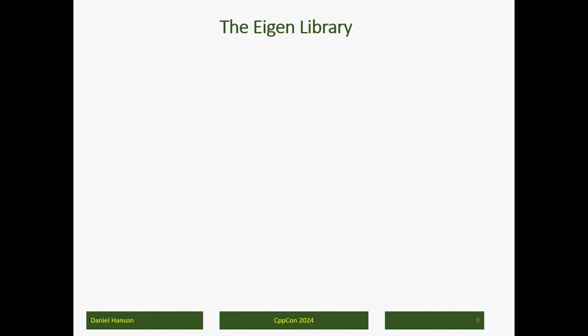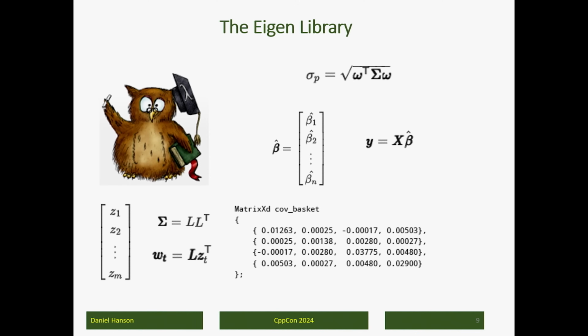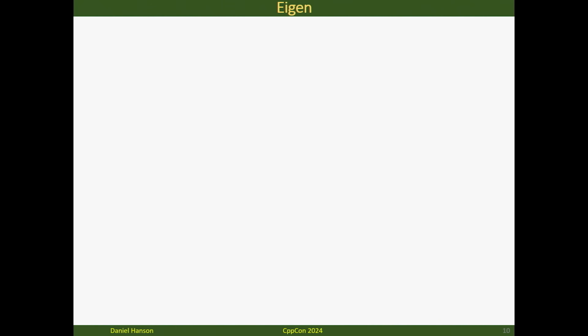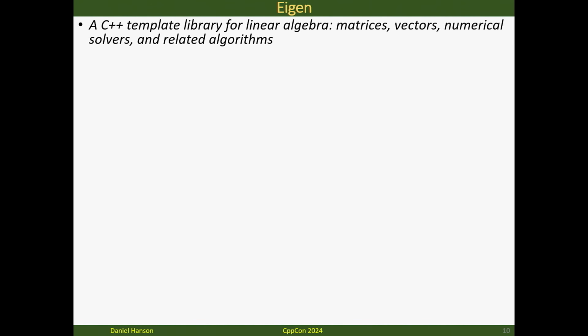Okay, so moving ahead to the Eigen library, which is kind of the main focus of this talk. The owl you see there is their mascot. It's on their website. As they describe it, it's a C++ template library for linear algebra that offers matrices, vectors, and so forth. Within the scope of numerical solvers exist the matrix decompositions, some of which we'll be talking about shortly.